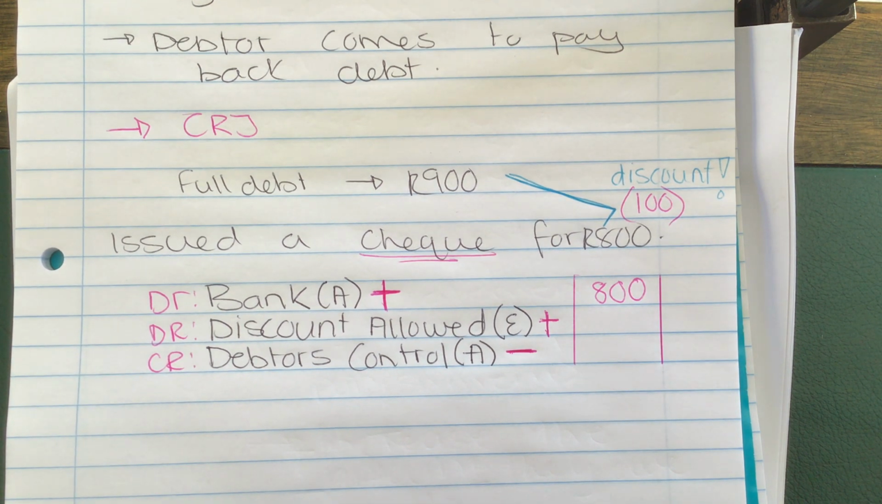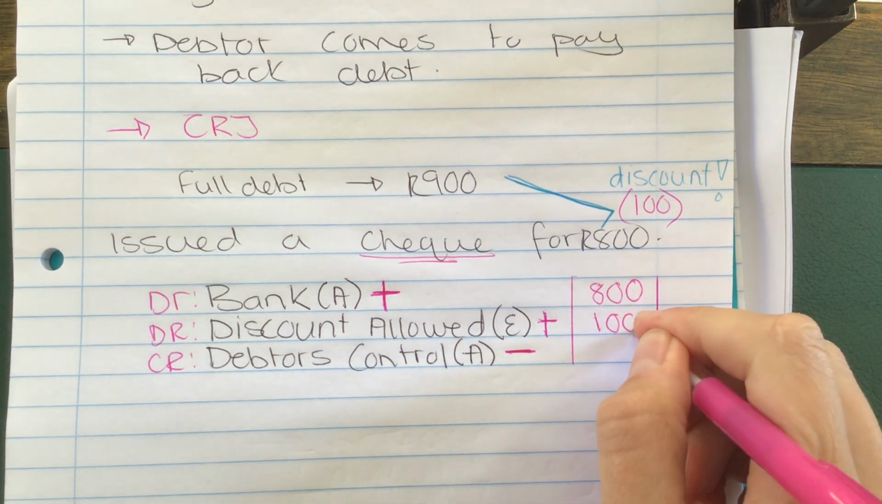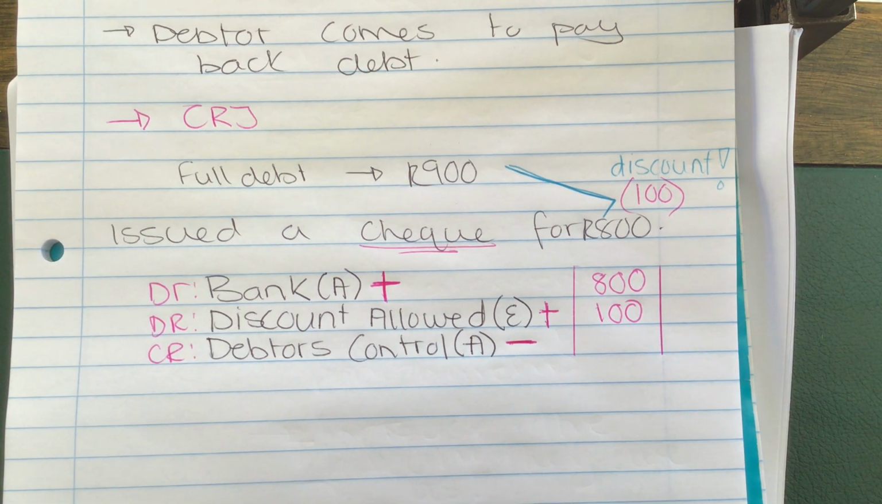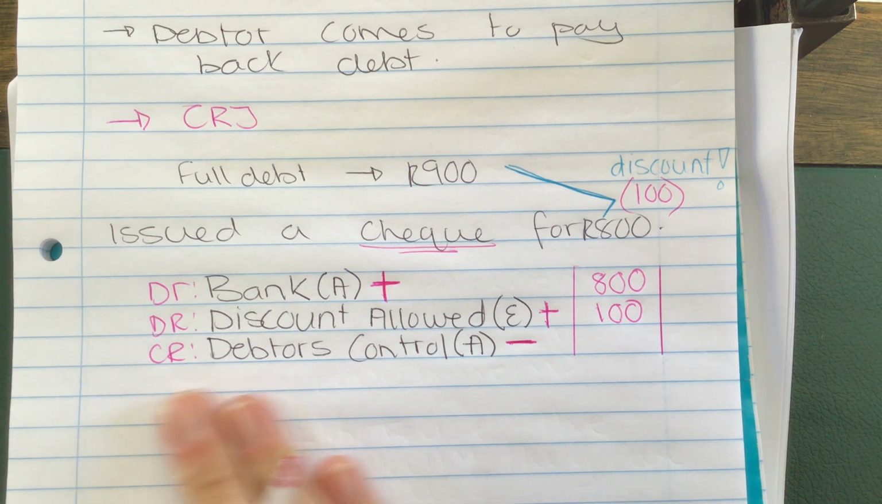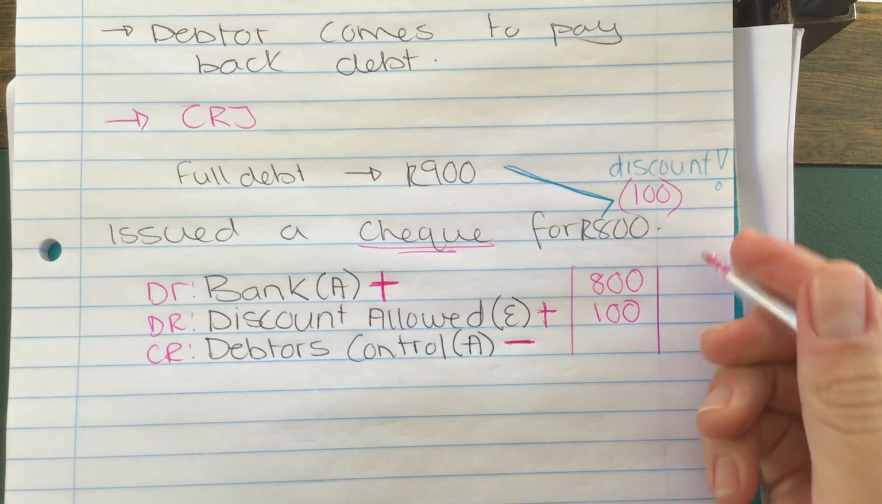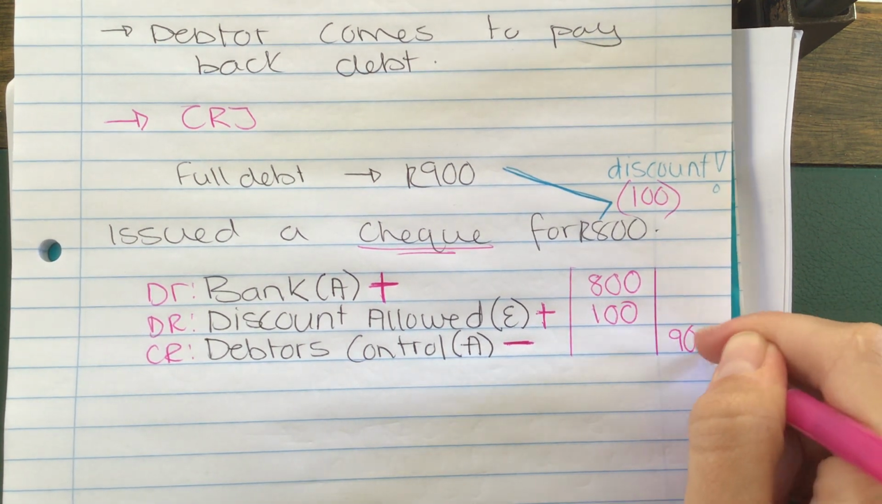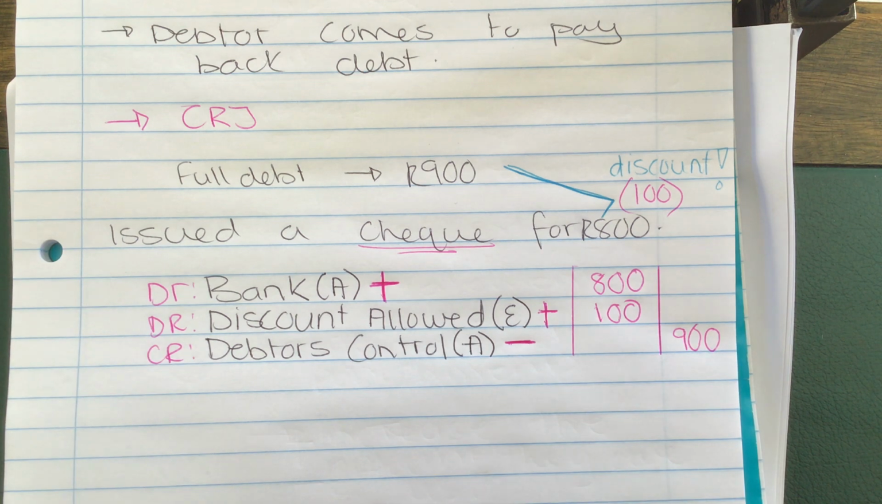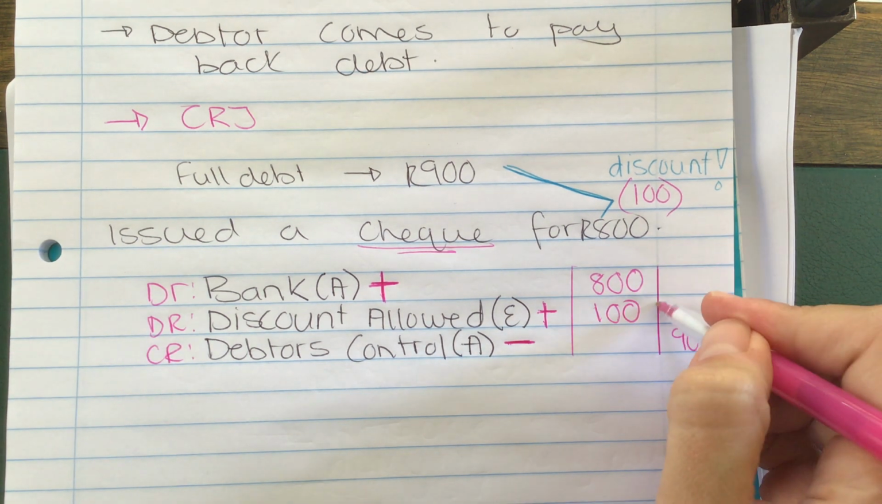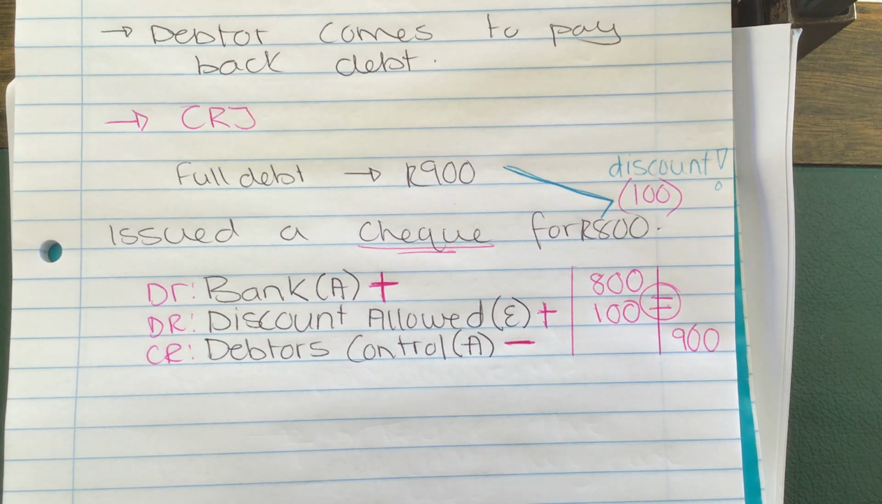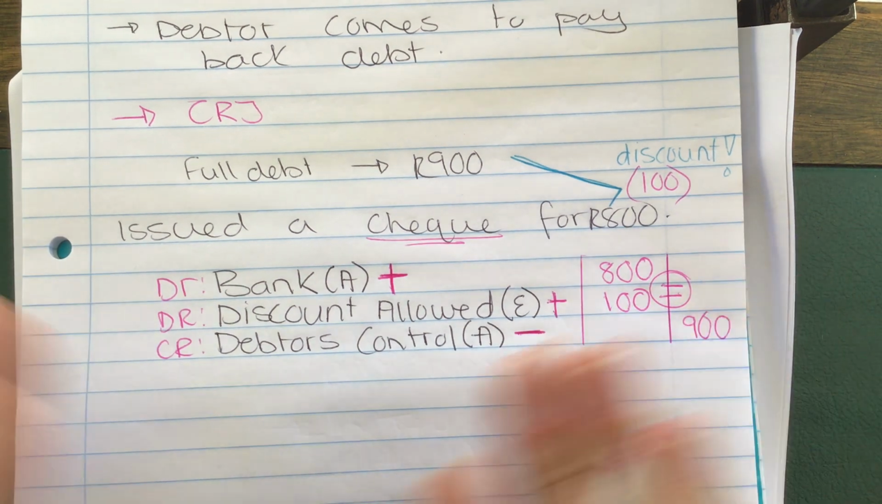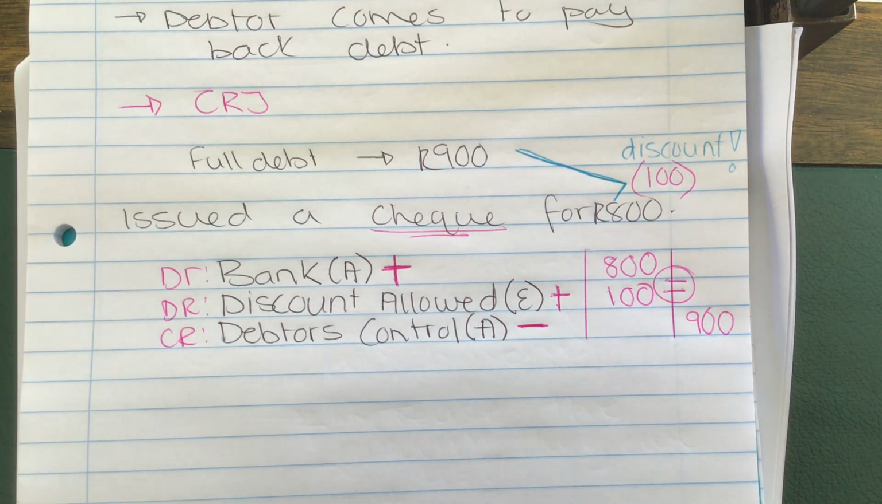Then we say, okay, how much discount did we grant him? We granted him 100 Rand. And remember, we also need to debit this 100 Rand. And then debtors control needs to decrease, so we need to credit it. And what is it going to decrease by? The full 900 Rand. The full debt is gone. He settled his account. He owes us nothing. Can you see our debits and our credits equal? Okay, so this you guys have already done before, and that should be quite easy for you now.